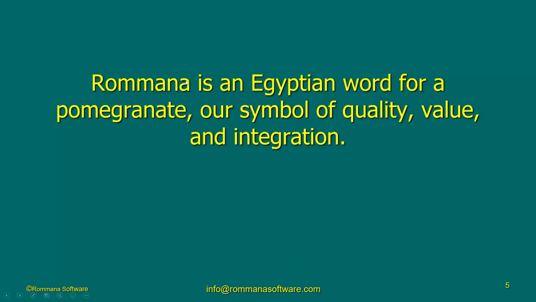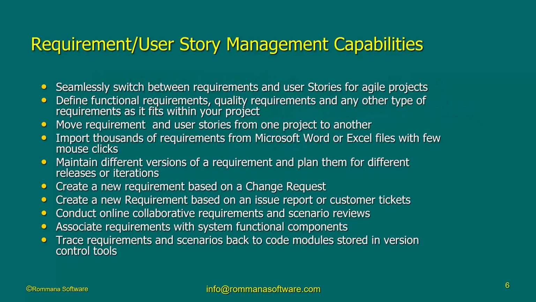If you are curious about the word Rommana, it's actually an Egyptian word that means pomegranate, which really is a symbol of quality. I'm sure you probably know that pomegranate is known to be the best antioxidant fruit out there, but also the integration and the tight tie between the different pieces within the pomegranate is really our symbol for a strong integration. I can spend some time here. I don't want to waste your time just reading the slides here, because I'd rather show you some actual actions within the tool.